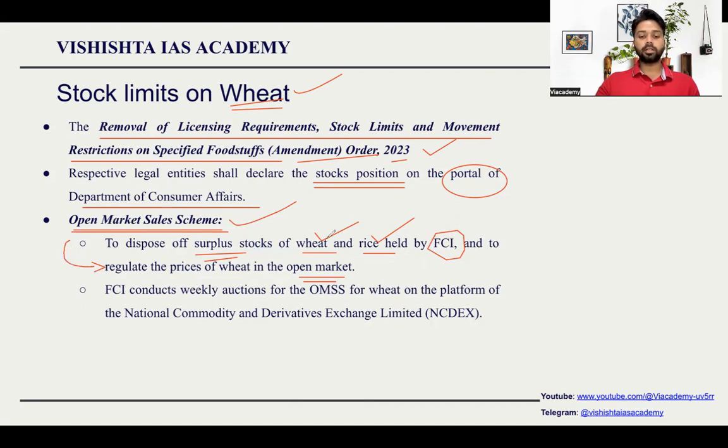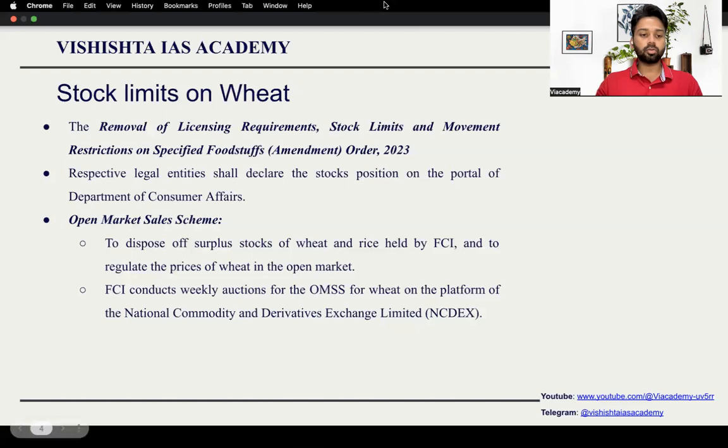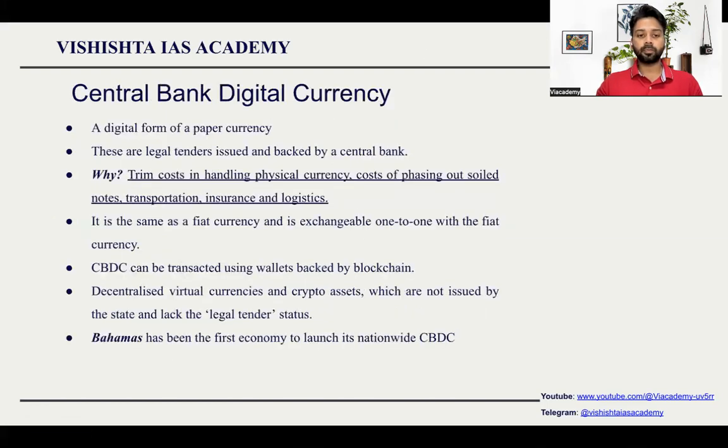So they will fix a particular price and then they will tell, we will go for auction. Whoever wants to get this product, they can get this product. So with this particular scheme, they are trying to prevent a position where the food prices are increasing to a greater height, to prevent inflation. So FCI conducts weekly auctions. Weekly auctions are conducted for wheat on the platform of the National Commodity and Derivatives Exchange Limited, NCDEX. So you need to know these basics for your prelims examination. From mains examination also, the open market sales scheme is important.